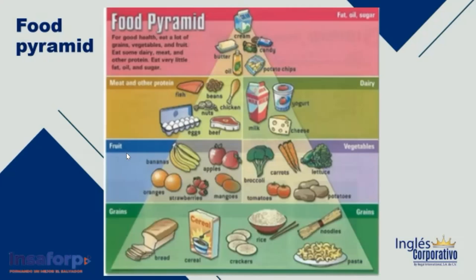Okay. Después de frutas y vegetales, fruit and vegetable, we had meat and other proteins. We had fish, beans, chicken, beef, eggs, and nuts. So do you like fish? Yes, I do. Okay. Nuts. Do you like nuts? No, I don't. Then we have dairy products, yogurt, cheese, and milk.